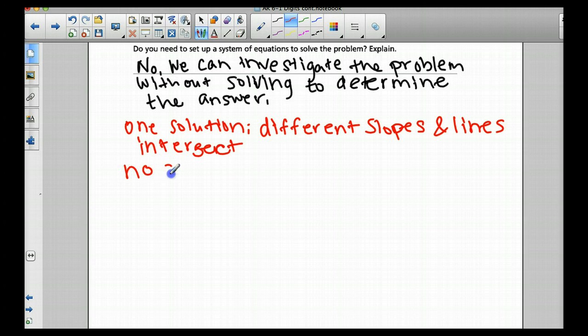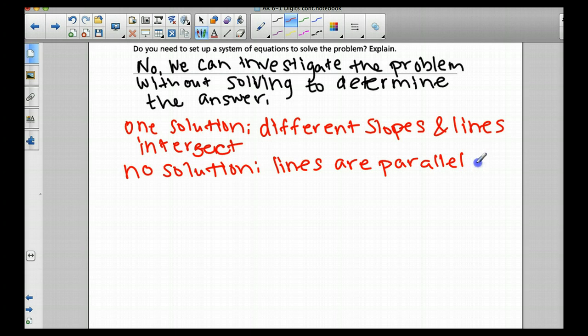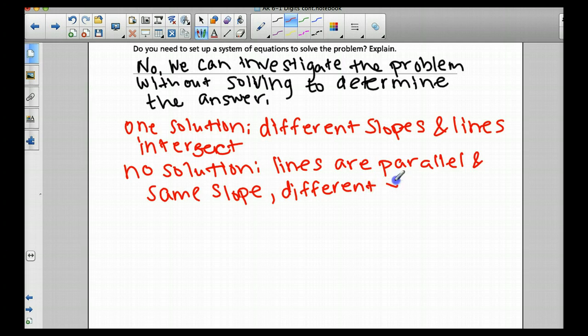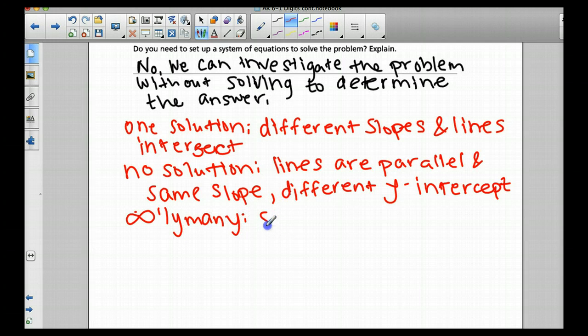For no solution, the lines are parallel, which means they have the same slope, but different y-intercepts. So we can put that too: different y-intercept. And for all solutions, or infinitely many solutions, and remember we abbreviated that like this, infinitely many, we can just put they're the same line.